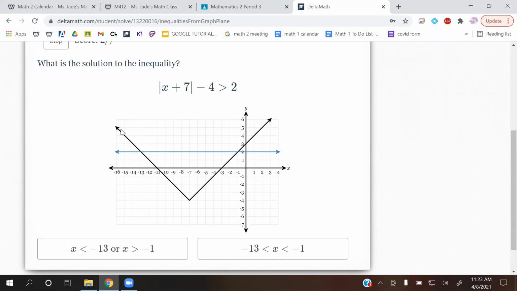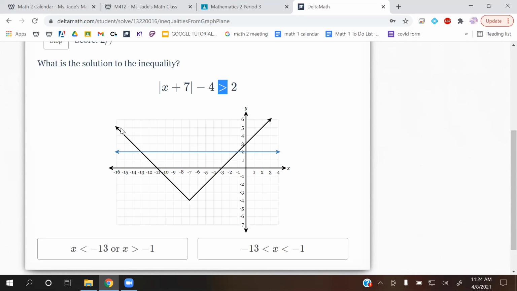So we want the sections of the graph that are above the blue line. So that's 2 sections right over here. There's a section on the left and there's a section on the right. We don't want anything in the middle, because all that middle stuff is below the blue line. We want it to be greater than or above the blue line. So there's 2 sections of x values we want.